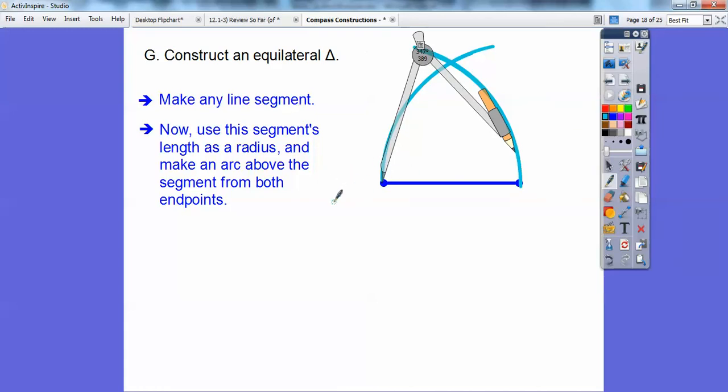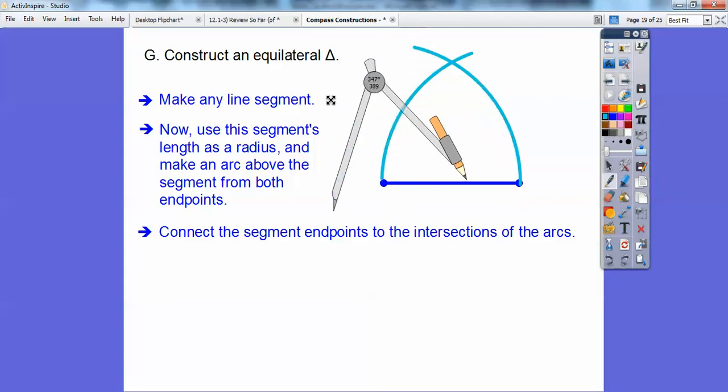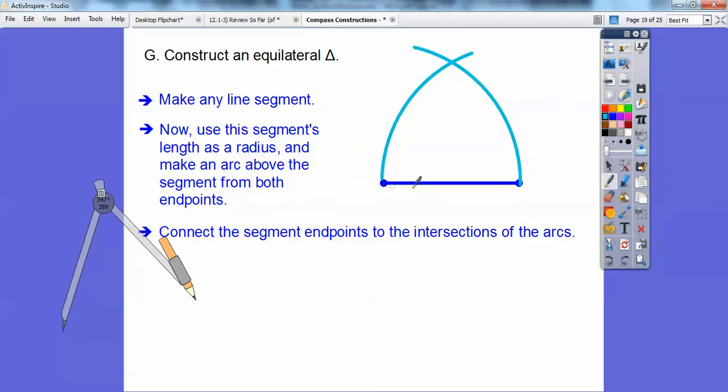Okay, so to make an equilateral triangle, you construct a line segment, and then you make an arc on top from both sides. You got to put pointy on this side and put pointy over here on this side, and make an arc, the opening of that line segment. And then what we're going to do is connect the segment endpoints. So this endpoint and this endpoint, we're going to connect them to the intersecting arcs right up there. So I'm just going to pick up a straight edge and connect them right up there, and we've created an equilateral triangle right there.